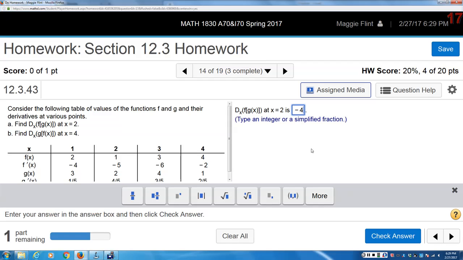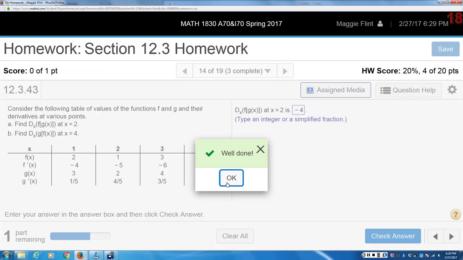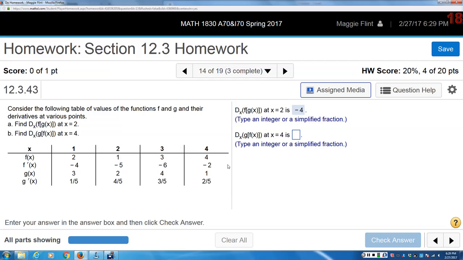It's kind of like working a puzzle. It's making you think about what is the inside, and then what's the next, what's the outside. And then at x equals 4, first you go see where is f of x equal to 4? It's 4. So then what's g of 4? It's 1. So then what's the derivative of g of x at 1, 2/5?